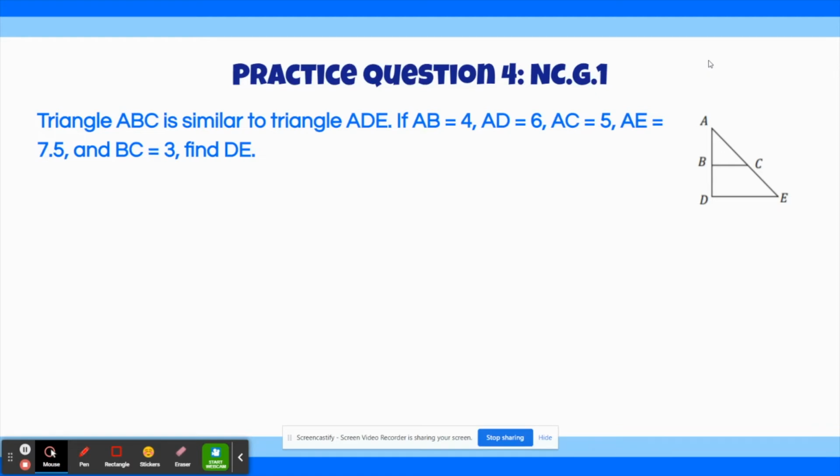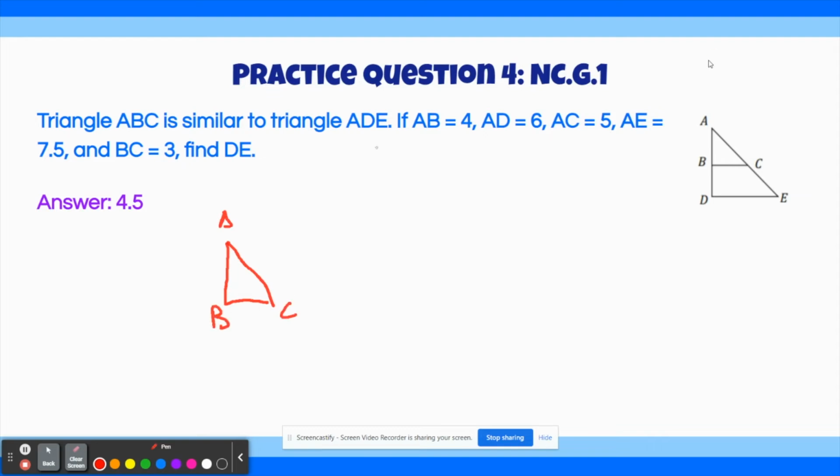Okay, the correct answer to practice question number 4 is 4.5. So I'm going to start off by drawing both of the triangles separately. So here I have A, B, C. And over here I have A, D, E. So I'm going to start off by filling in the side lengths that they've given us.